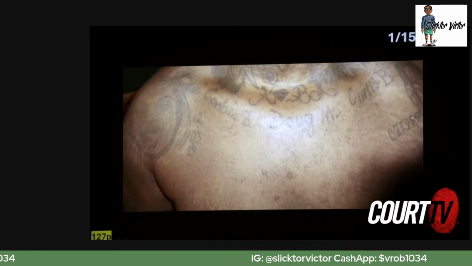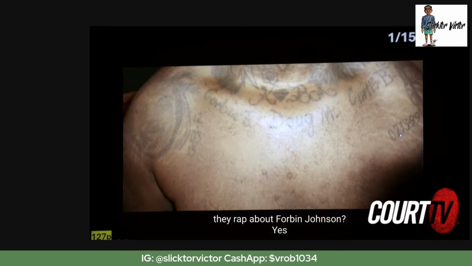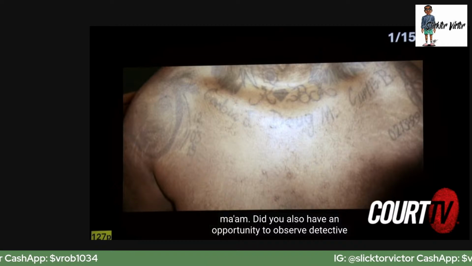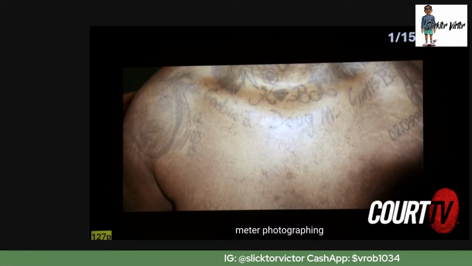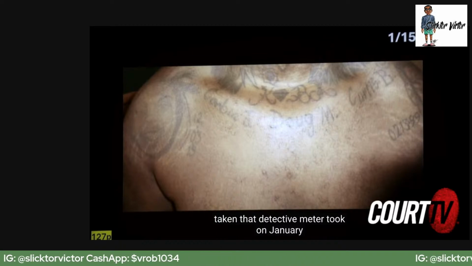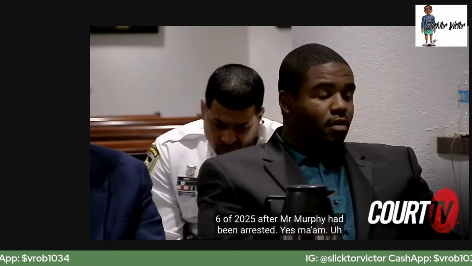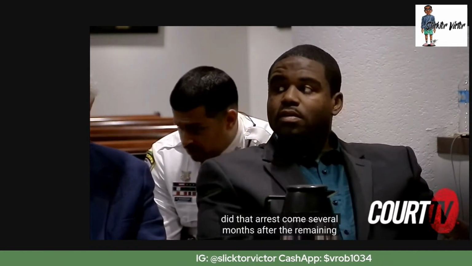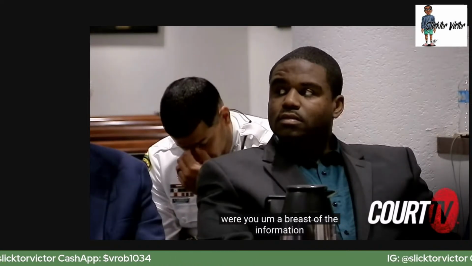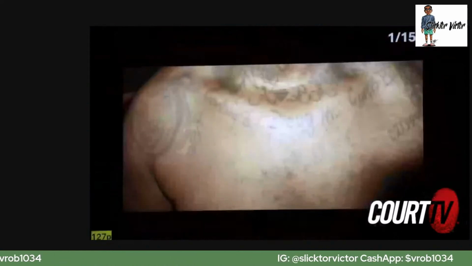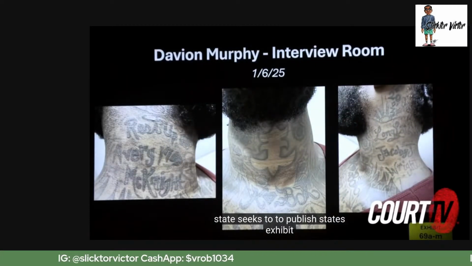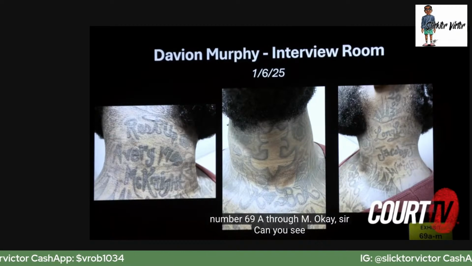Did you also have an opportunity to observe Detective Meter photographing and observe the photographs that Detective Meter took on January 6th of 2025 after Mr. Murphy had been arrested? Yes, ma'am. Did that arrest come several months after the remaining defendants? That's correct. And were you abreast of the information or the images that were depicted? Yes, ma'am. The state seeks to publish State's Exhibit number 69A through M. Okay, sir, can you see the images before you? Yes, ma'am.